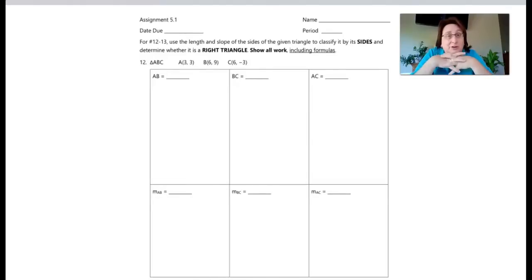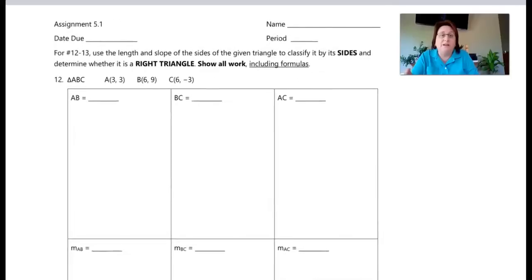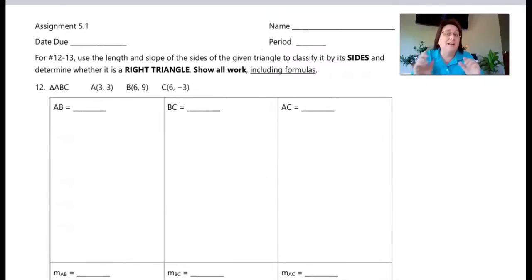All right, you guys, so if you look, number 12 takes up this whole page. Well, we're going to work it out a little bit at a time, okay? So first of all, I'm going to zoom in and we're going to read the instructions. It says for 11 and 12, you're going to use the length and the slope of the sides of a given triangle to classify it. We're going to classify it by its sides, and then we're going to determine whether or not it is a right triangle.